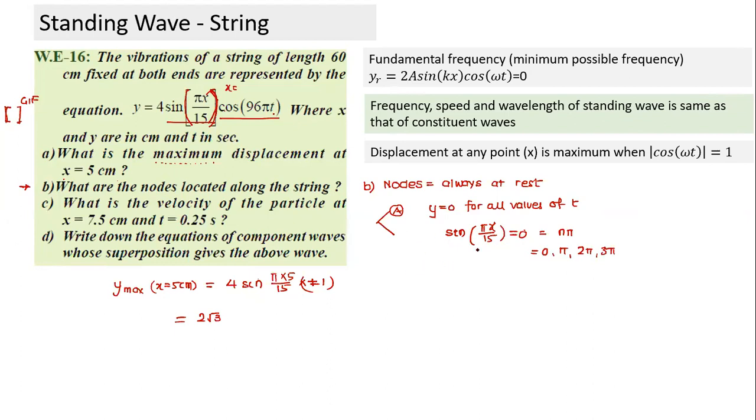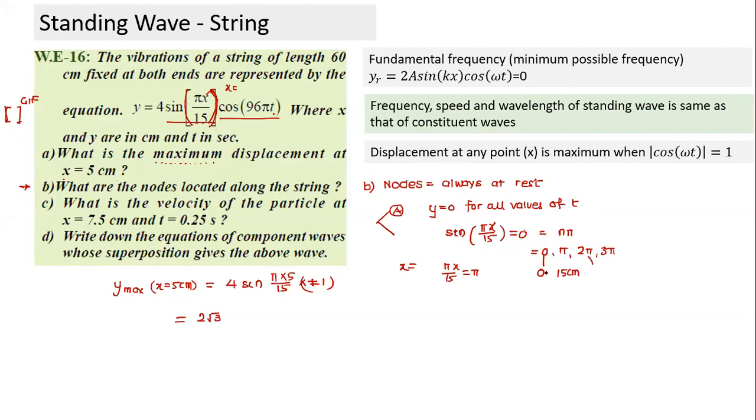So what we substitute here: x is equal to 0, corresponding to n is equal to 0. So of course, at the end of the string, x is equal to 0 is a node. When we substitute n is equal to 1, pi x by 15 is equal to pi, it gives you x is equal to 15. The second node is at 15 centimeter.